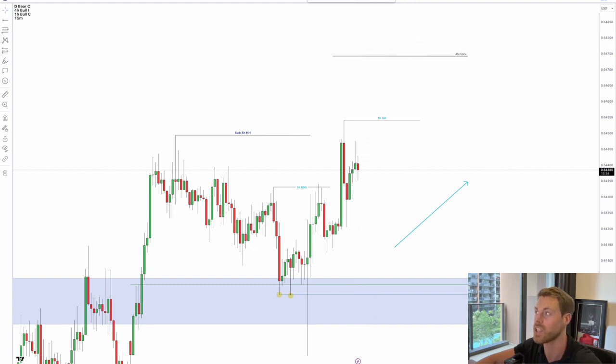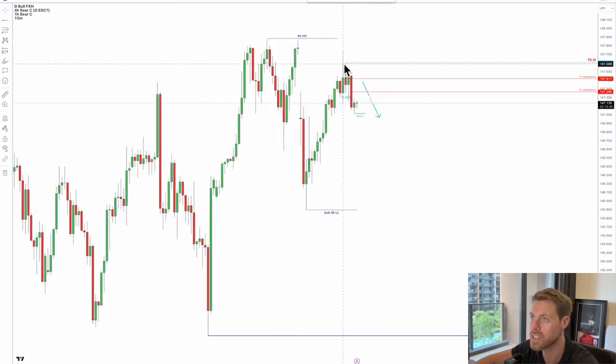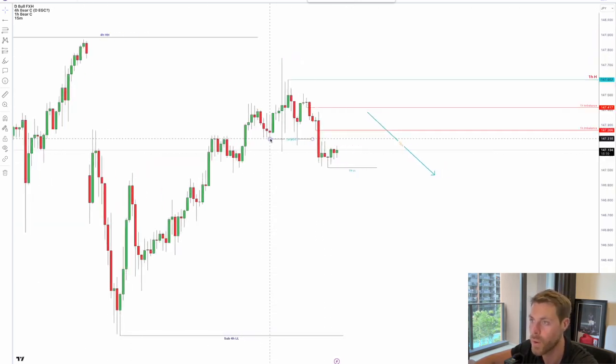This is Australian dollar, US dollar. Then we have USD JPY. The 4-hour is bearish. We have started our move with a huge bearish engulfing on the 4-hour. So we look into the 1-hour, and that engulfing actually broke structure, as it tends to do.